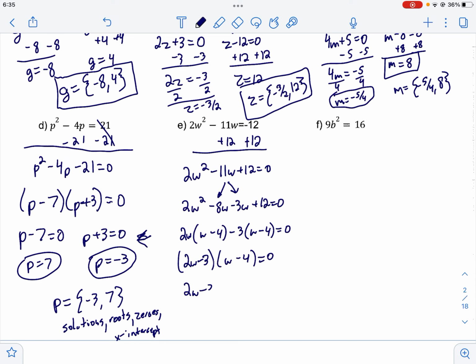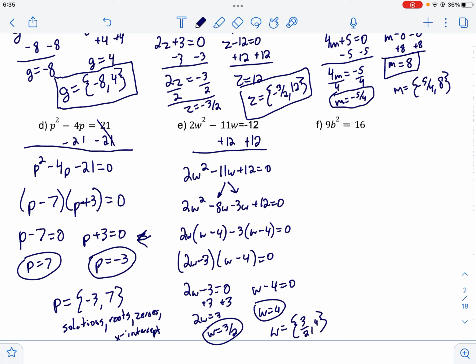And as we set those equal to 0, we'll end up with w equals 4 and w equals 3 over 2. Even if both factors are positive, remember to write the smaller one first. You might be asking, can we use decimals, Mr. Bohm? And totally. You can do it either way that you like.